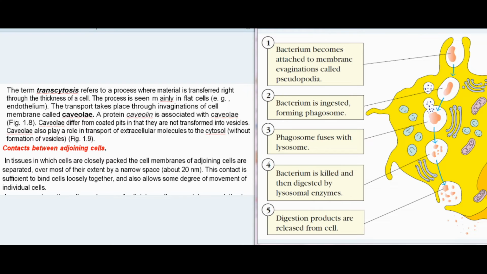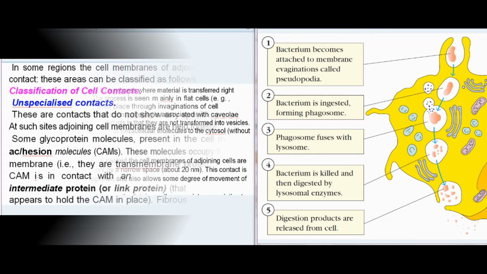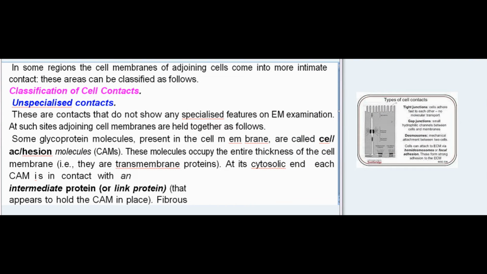Contacts between adjoining cells. In tissues in which cells are closely packed, the cell membranes of adjoining cells are separated, over most of their extent, by a narrow space, about 20 nanometers. This contact is sufficient to bind cells loosely together, and also allows some degree of movement of individual cells. In some regions the cell membranes of adjoining cells come into more intimate contact. These areas can be classified as follows.